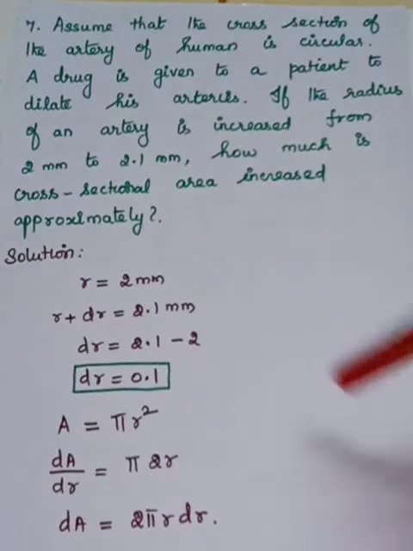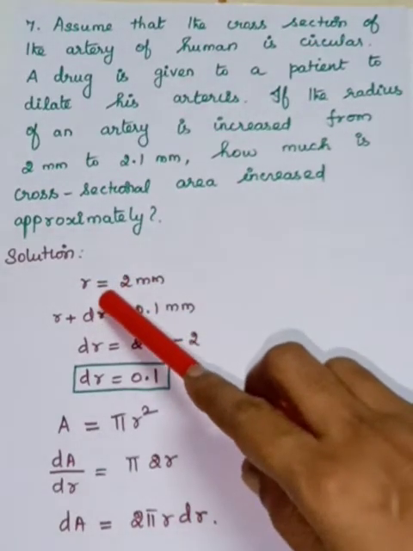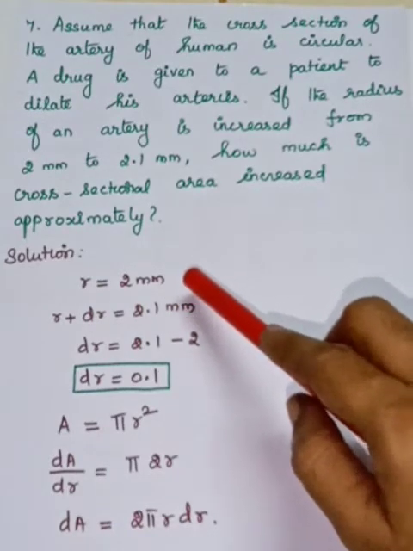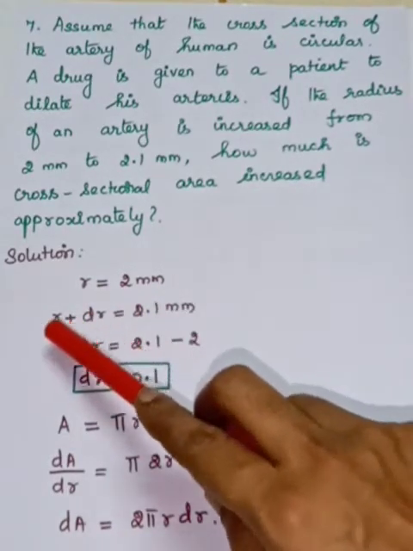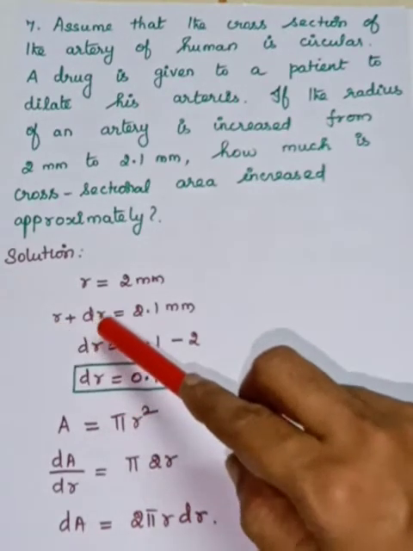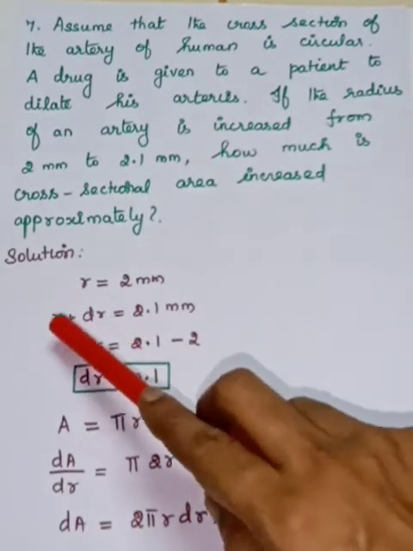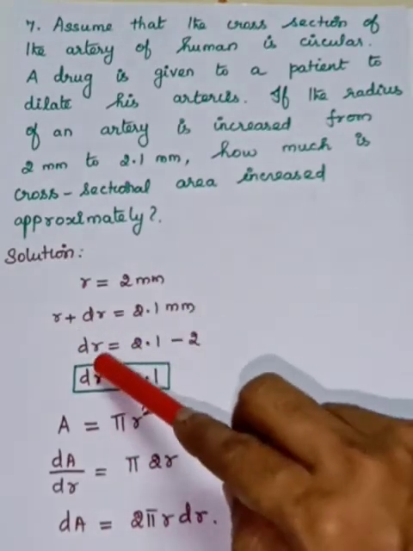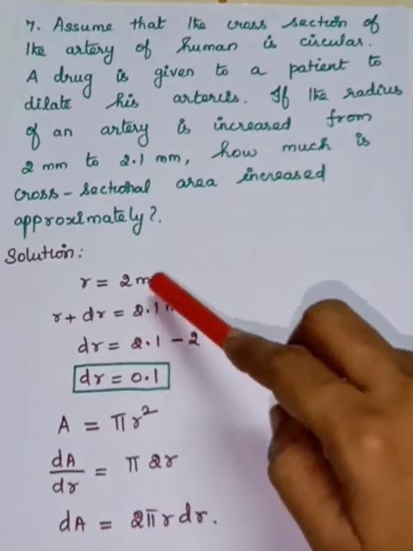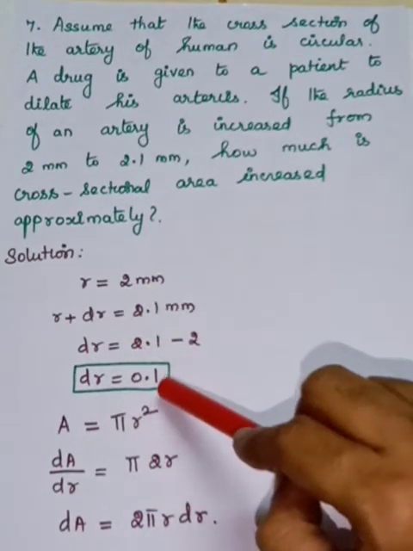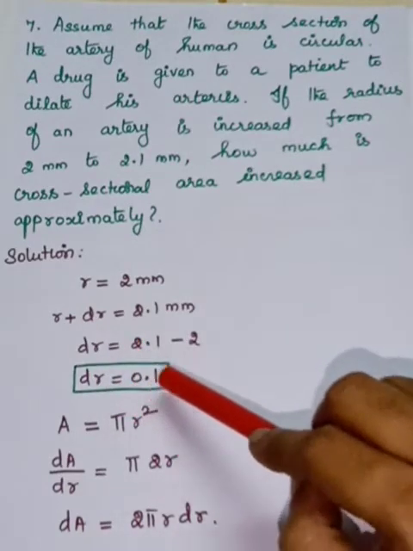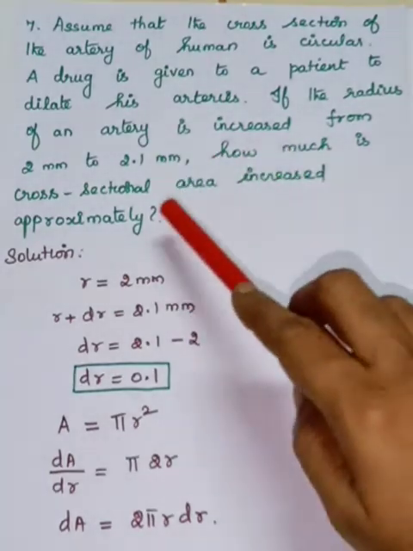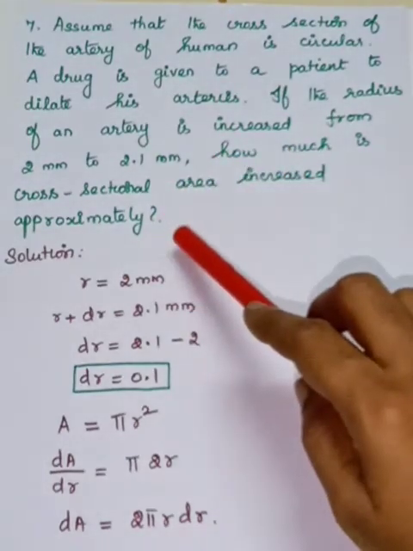Here, r, the radius of the artery, first is 2 millimeter. It is increased to 2.1 millimeter. So r plus dr. r is the radius and dr is the change in the radius approximately. So r plus dr is equal to 2.1 millimeter. So dr is what? 2.1 minus r. r is 2. So your answer is 0.1. So the change in the radius of the artery is 0.1. How much is the cross-sectional area increased approximately?